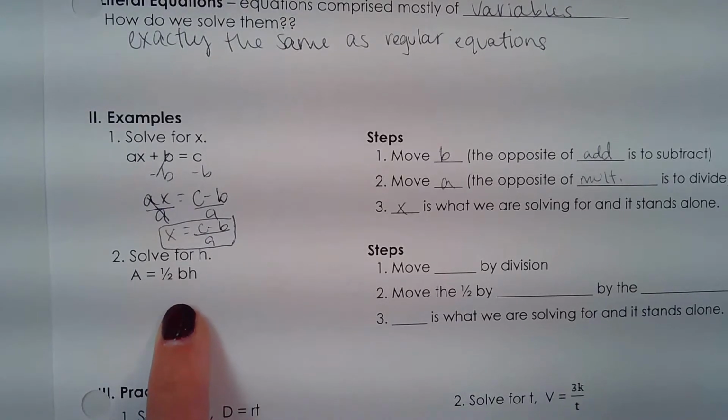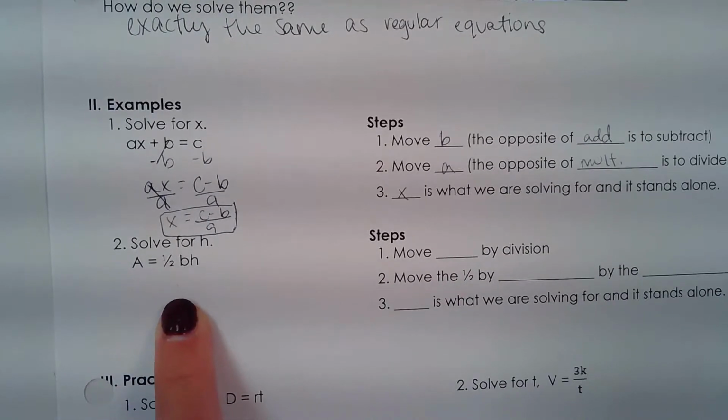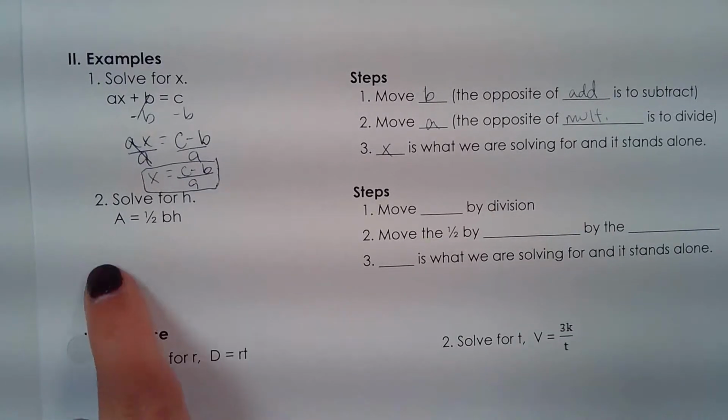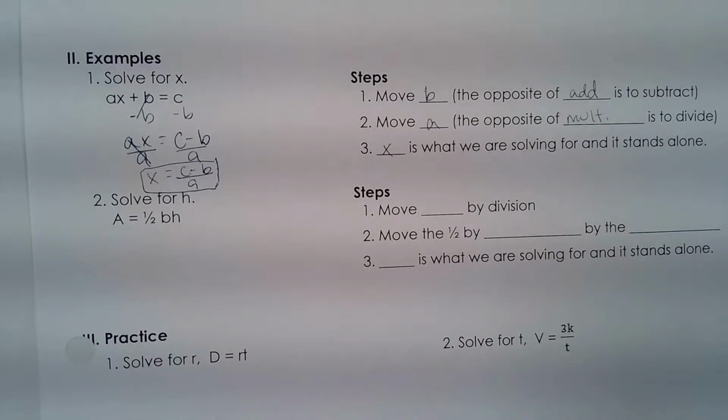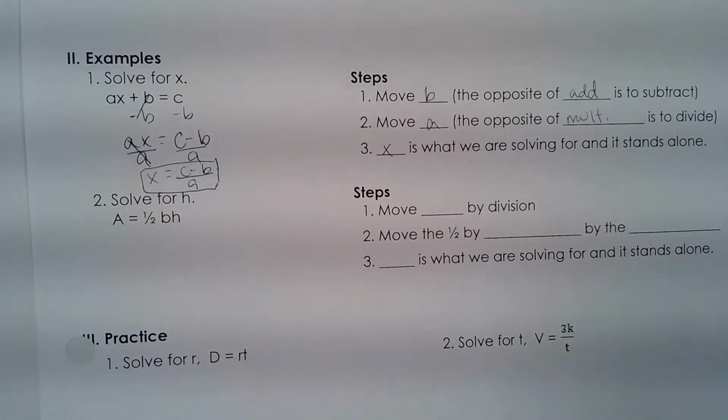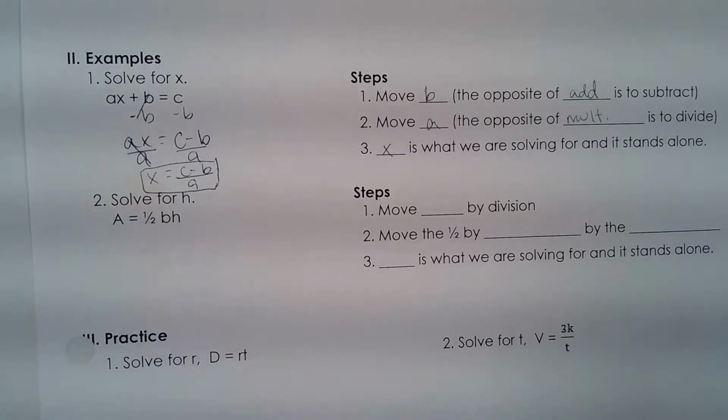All right, looking at the next one, we've got A equals 1/2 times base times height. What formula is that? Oh, that's a triangle. What of a triangle? Area. Volume would be base times height times width, the whole box.